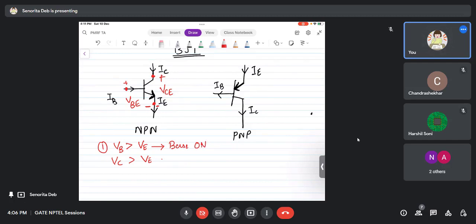Okay, now for PNP, what will happen? PNP, this is plus, this is minus. So this is VEB positive. Okay, so here VE is greater than VB. So VEB is positive, for this to get it on. Okay, and then VE is greater than VC. Okay, now why is it so?